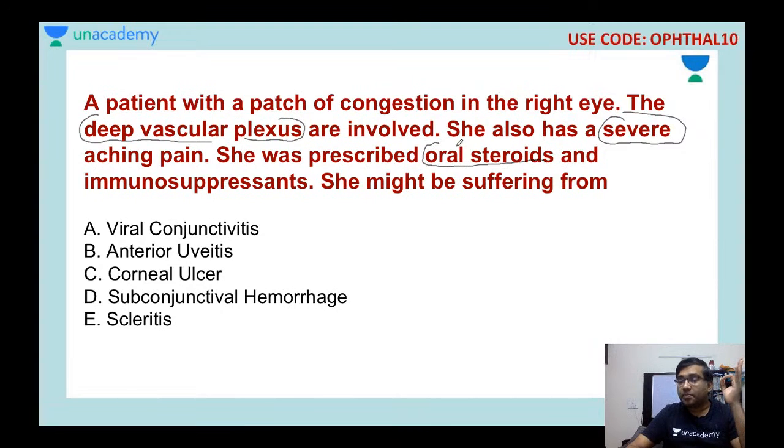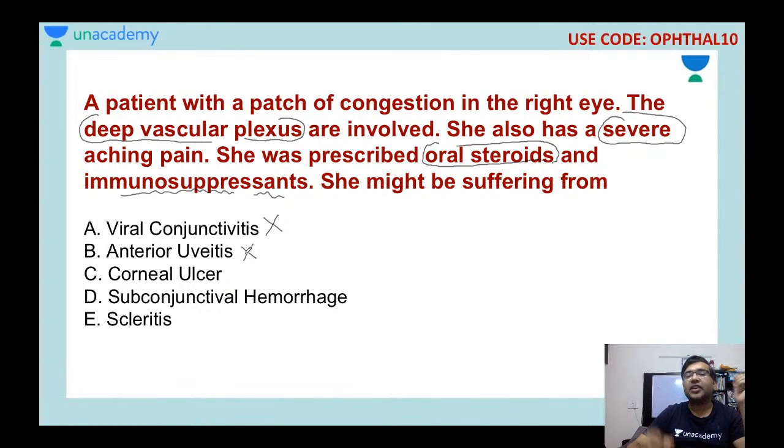See, so the diagnosis can be something which is basically immune based, and the patient is also put on immunosuppressants. Can you see, Ashish? So let's see all the options. Viral conjunctivitis, it is a superficial infection. The patient does not have severe pain. I told you viral conjunctivitis comes with a discharge.